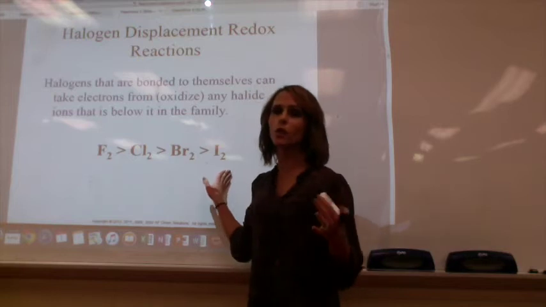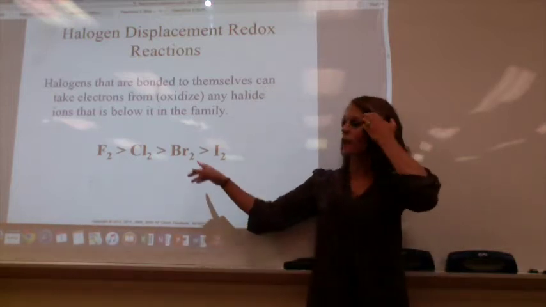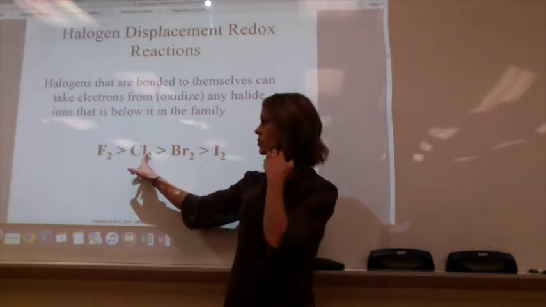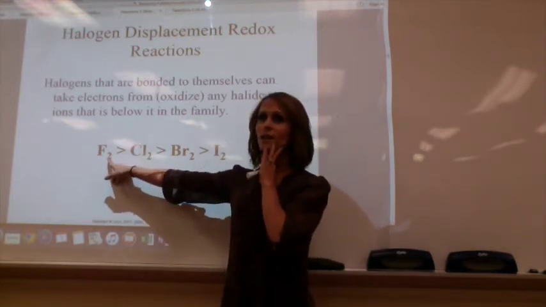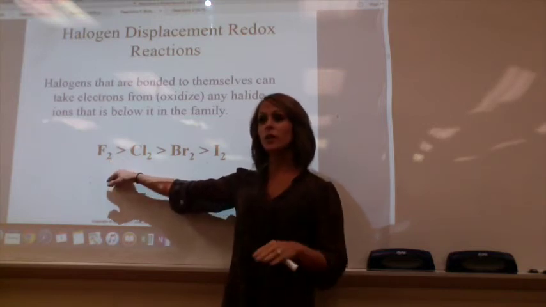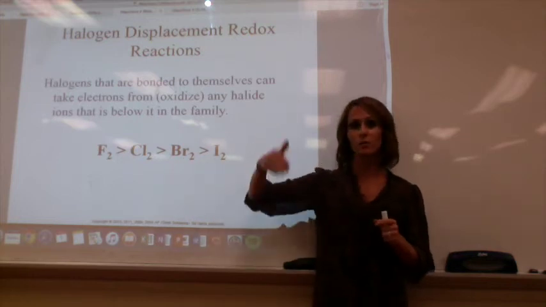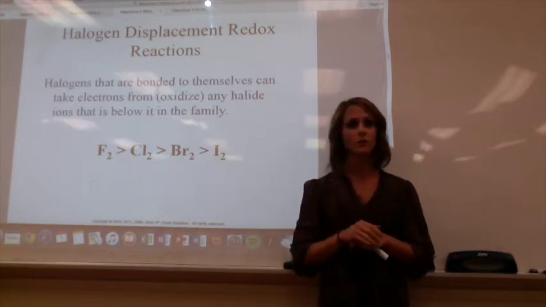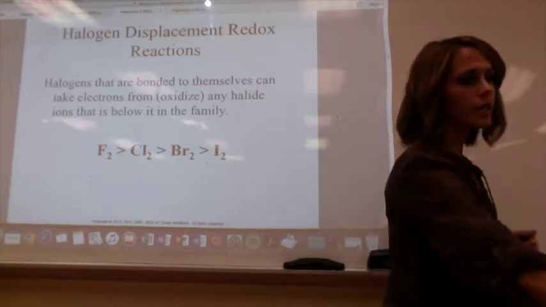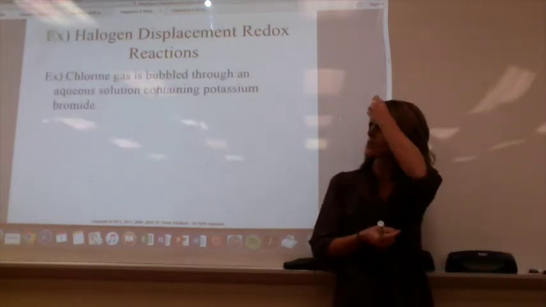This is the only time where you may have to predict that something has no reaction. Like if I gave you chlorine Cl2 gas trying to oxidize F minus, that's not going to happen. But otherwise, all redox reactions you're going to assume go to completion. This is the only one where I'm telling you a specific list that you have to follow. So this is really simple. Look at it. Chlorine gas is bubbled through an aqueous solution containing potassium bromide.